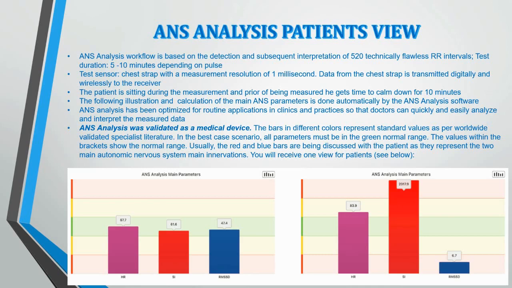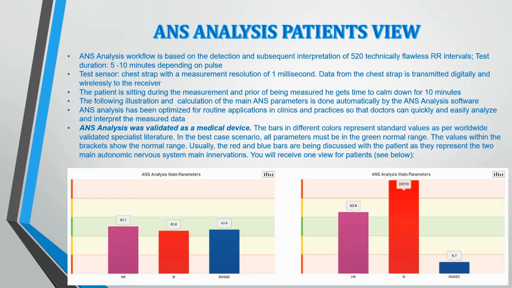The patient sits down during the measurement, and prior to being measured he gets time to calm down for 10 minutes, so we get accurate measurements. And the following illustration and calculation of the main ANS parameters is then performed automatically by the ANS analysis software. This system has been optimized for routine applications in clinics and practices, so that you as a doctor can quickly and easily analyze and interpret the measured data.